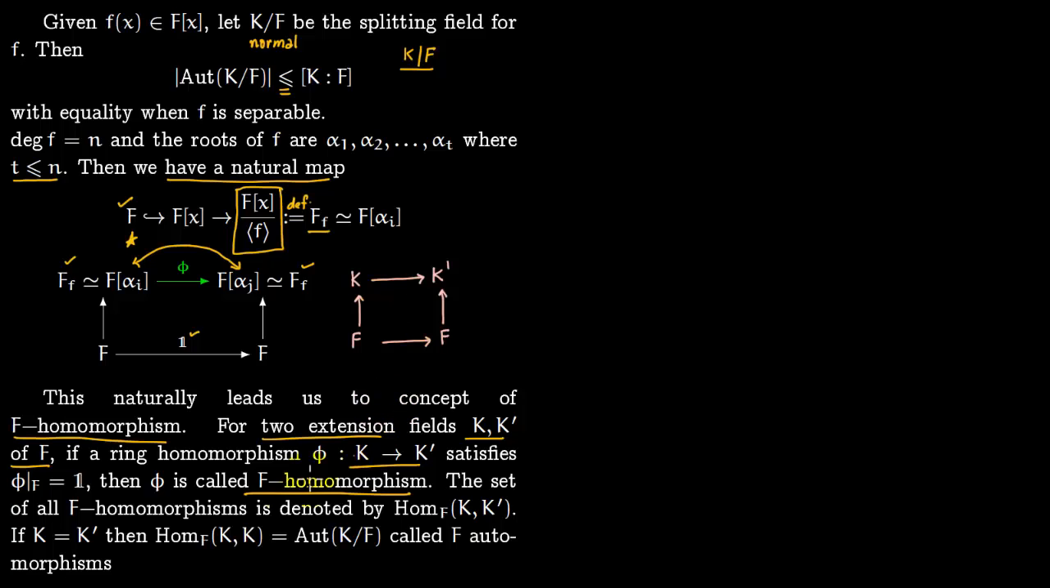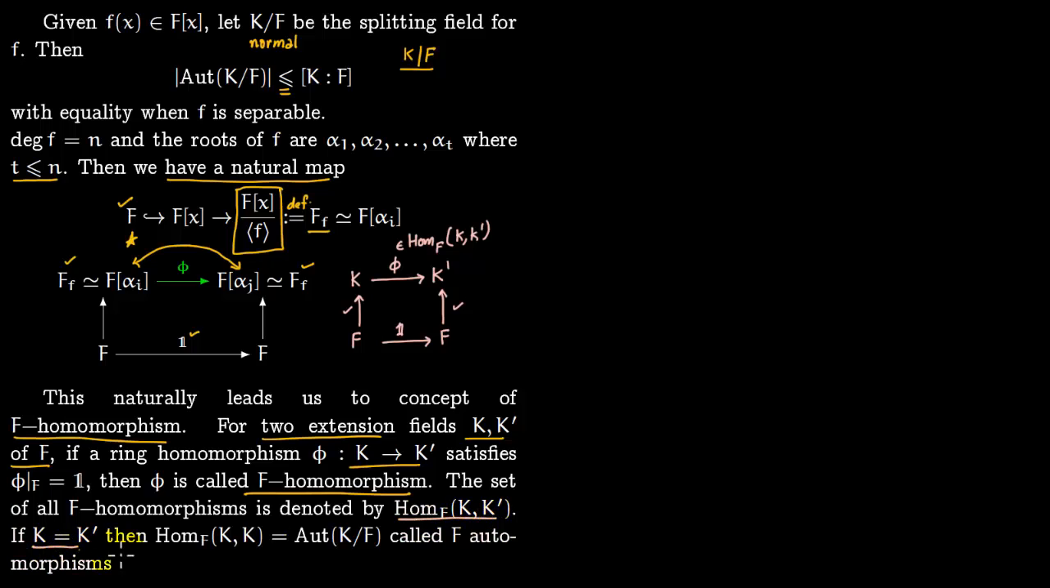So this is how the diagram looks. This is the phi here, this is your extension here, this is the extension here. You restrict phi to F, and this will become the identity map here, and these are natural embeddings. That's what we are saying. There are two extensions K and K prime of F. So this phi is an element of Hom_F(K, K prime), because on F it is just the identity map. You denote it like this.